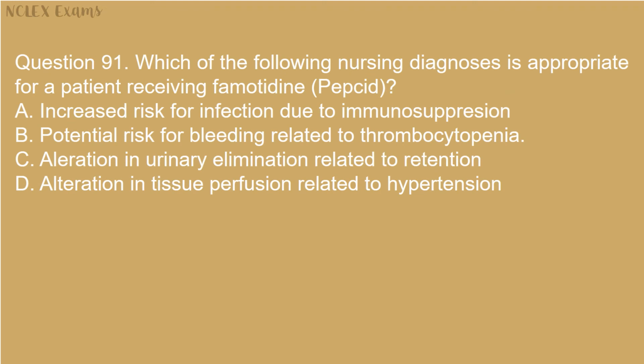Question 91. Which of the following nursing diagnoses is appropriate for a patient receiving famotidine (Pepcid)? A. Increased risk for infection due to immunosuppression. B. Potential risk for bleeding related to thrombocytopenia. C. Alteration in urinary elimination related to retention. D. Alteration in tissue perfusion related to hypertension.